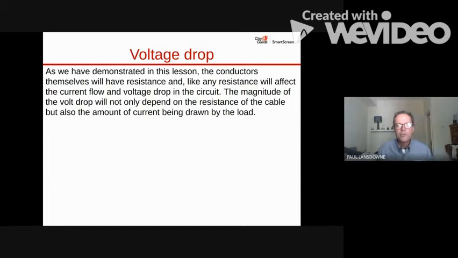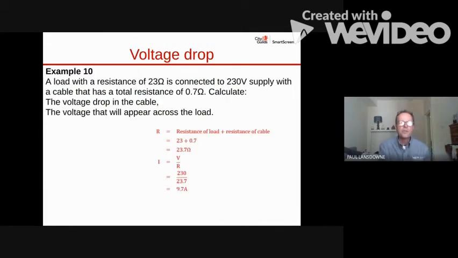Now in the regulations, you'll know, and we'll see when we come to that, that there is a permitted amount of volt drop depending if it's a power circuit or a light circuit. And we will go through volt drop in the design unit next year. But this is just a simple example: a load with a resistance of 23 ohms is connected to a 230 volt supply with a cable that has a total resistance of 0.7.